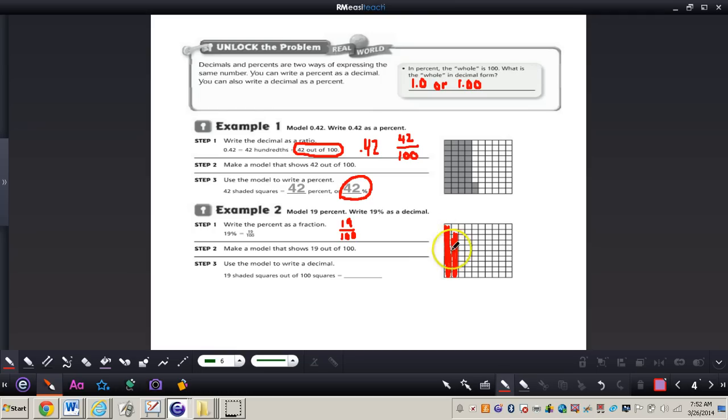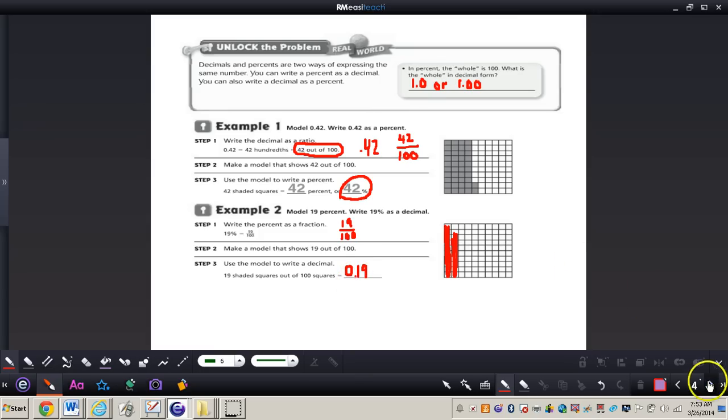Now you know yours probably looks a lot prettier than mine. Okay, so now we have 19 squares shaded in. So we are taking a look at those 19 squares. 19 hundredths of this is shaded in, so 19 squares out of 100 would equal the decimal 0.19, or 19 hundredths that are shaded in.